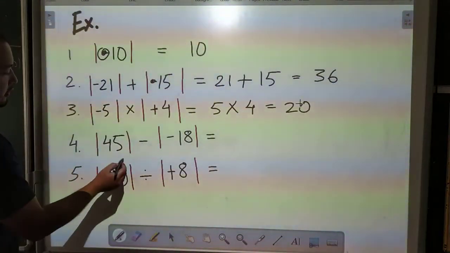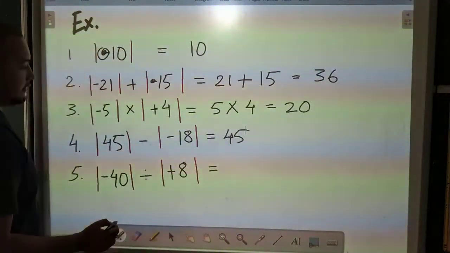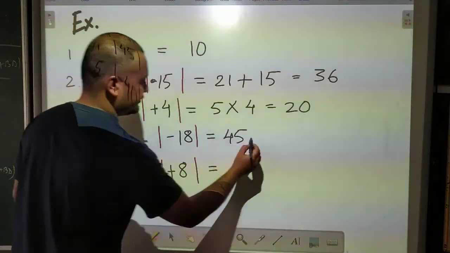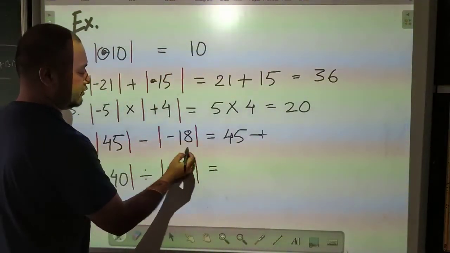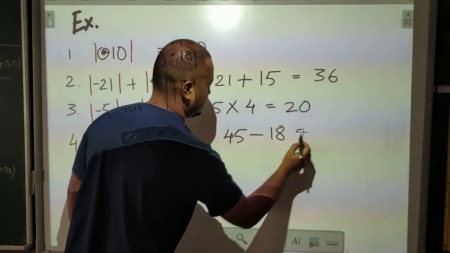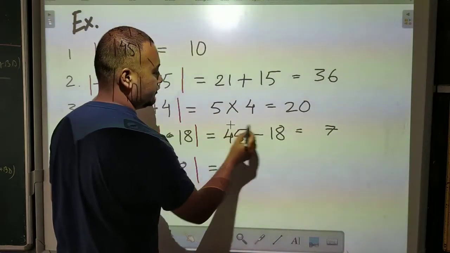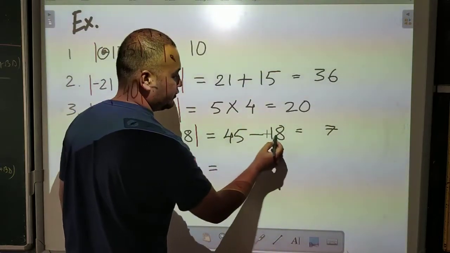Next we have modulus of 45, which is positive. So just write the number down as it is. Then we have a minus. Then modulus of minus 18. So remove this sign and write 18. So 15 minus 8 is 7. 1 has been borrowed from here. So 3 minus 1 is 2.